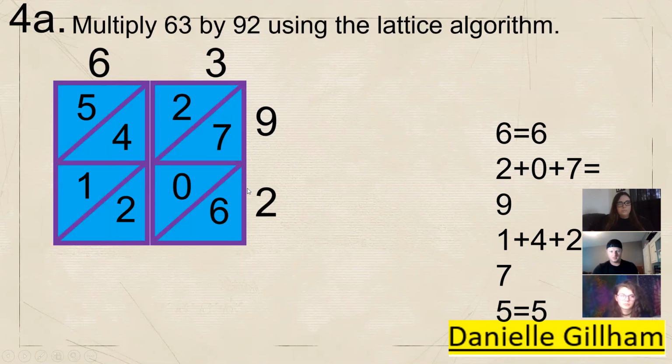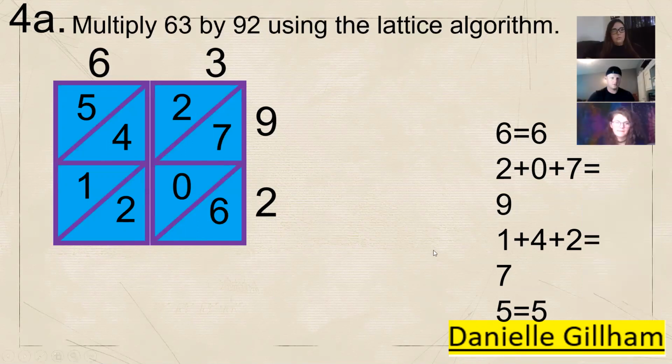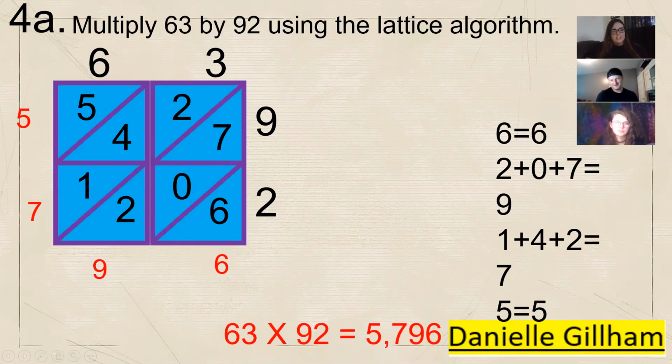Okay, so then you're going to start adding this way diagonally to find your numbers. So your sets is, of course, going to equal sets. And then 2 plus 0 plus 7 equals 9. And then 1 plus 4 plus 2 equals 7. And then 5 equals 5. So there's your sets. Your 9, 7, and 5. So your answer is going to be 5,796 sets to the answer of 63 times 92.